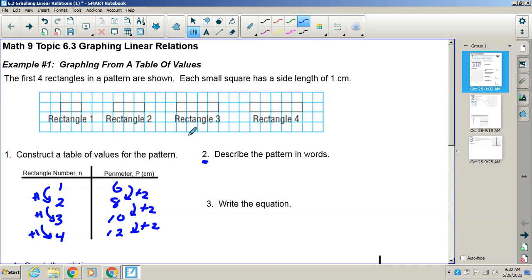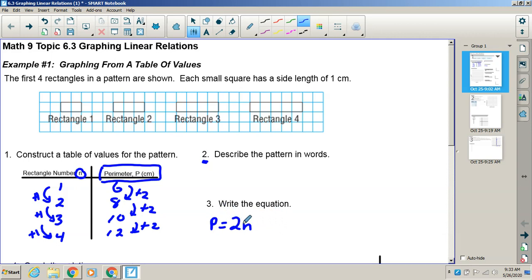We can build an equation. You did this in topic 6.1. To build the equation, we always start with whatever's in the y part of the table, so we're going to write it as p equals. In 6.1, you talked about what each of these is increasing by per one of the rectangle numbers, and that is increasing by 2. So that is going to be our coefficient, or multiplier, on this variable. So the first part of my equation is p equals 2n, and then I have to figure out the constant part, or the last part of this equation.